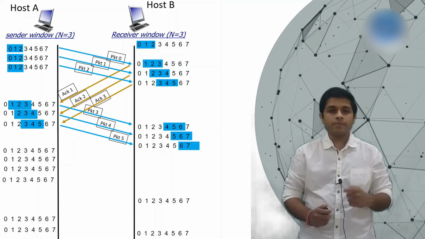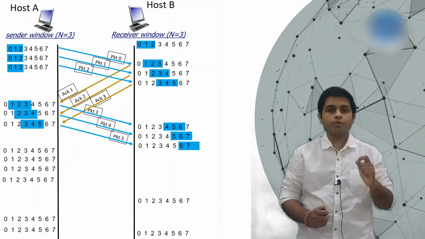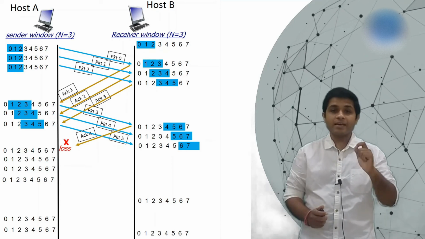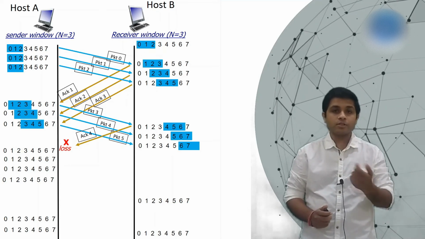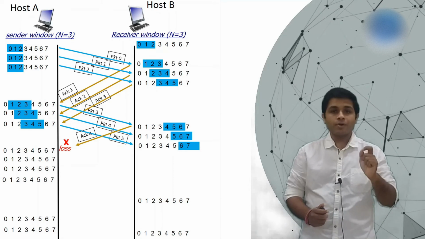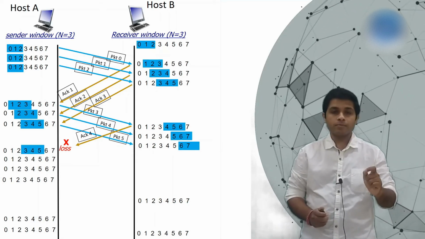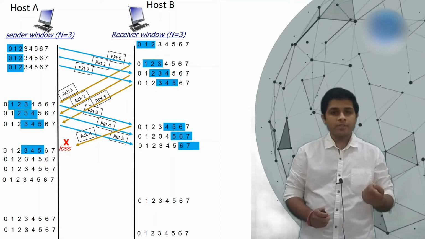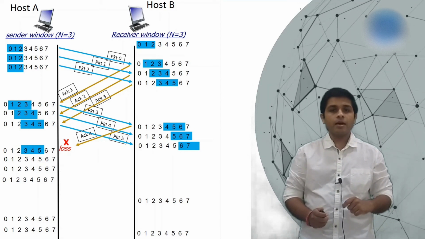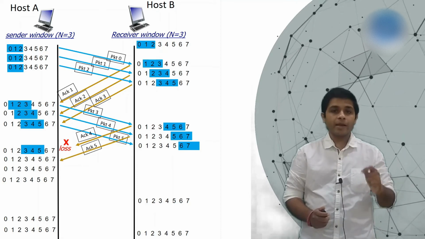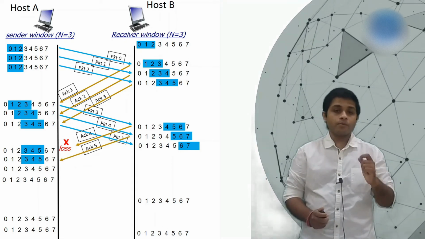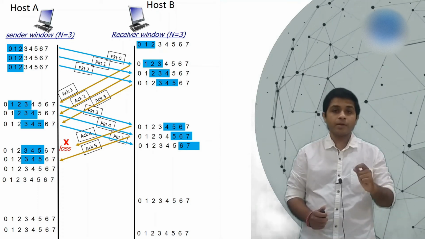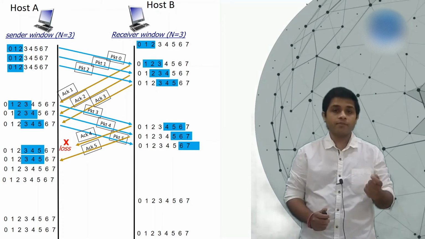Now after some time, B will send the acknowledgement for packet 3, and suppose that acknowledgement 4 for packet 3 is lost in the channel. So A's window will not move because it is expecting acknowledgement for packet 3. After some time A will receive the acknowledgement for packet 4, which is ACK5. Still A is expecting acknowledgement for packet 3, but it is getting acknowledgement for packet 4.